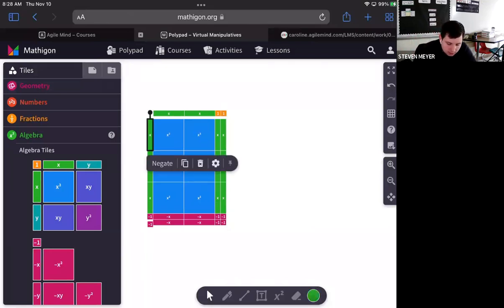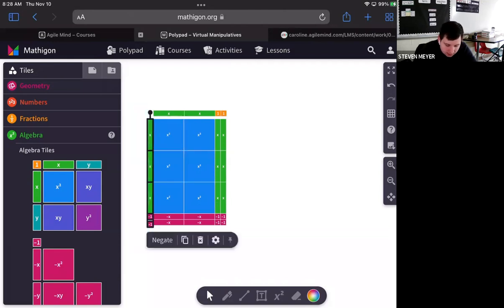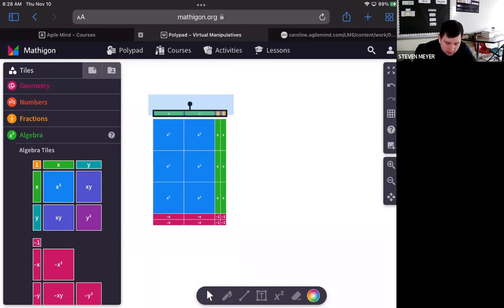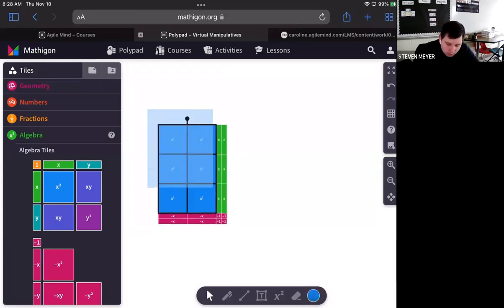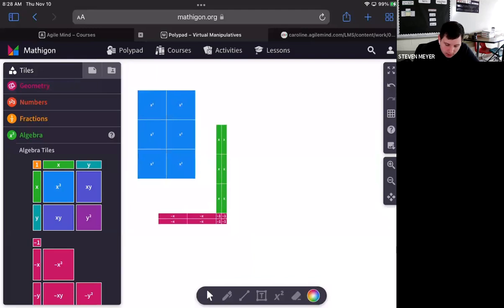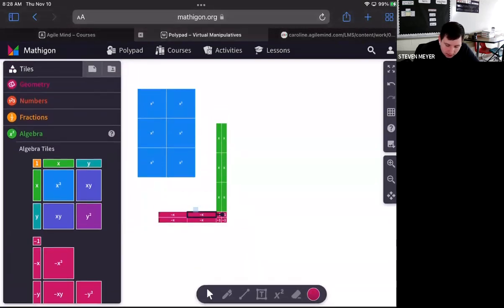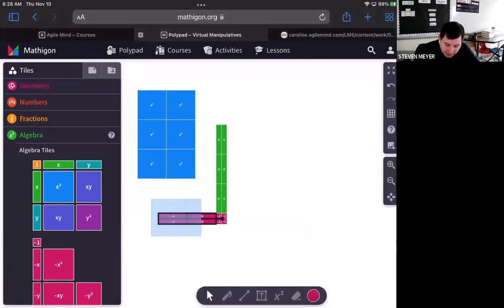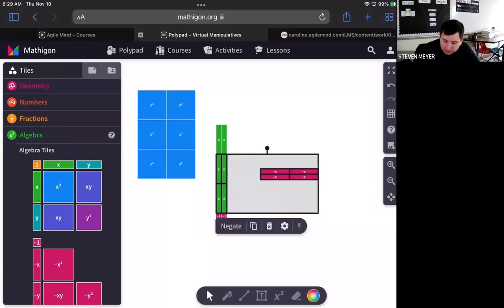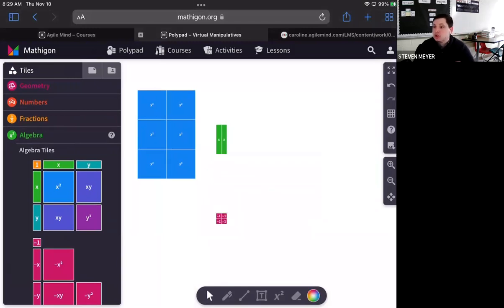So I can ignore everything that's on the outside here. So I can take those away. And then I'm just counting the number of x squareds, the number of x's, and the number of 1s. So we have 6x squareds. And then here I have 4 negative x's and 4 positive x's. 4 negative x's and 4 positive x's cancel out to be 0. So I'm left with 2 x's and 4 negative 1s.